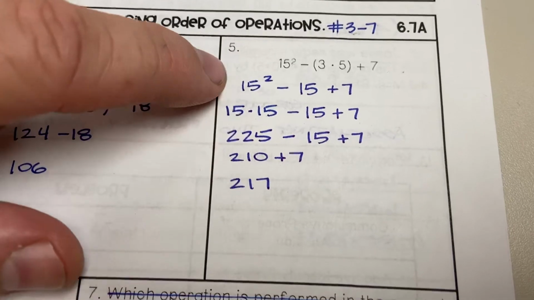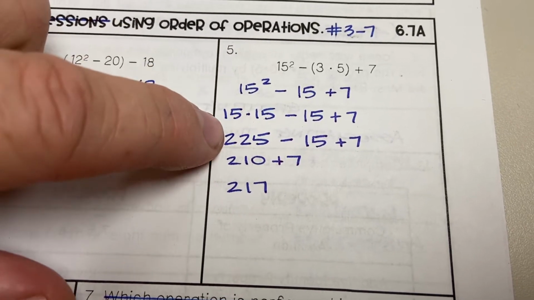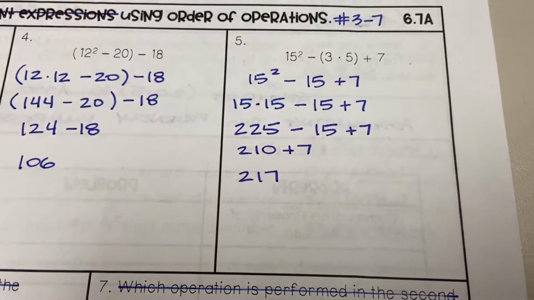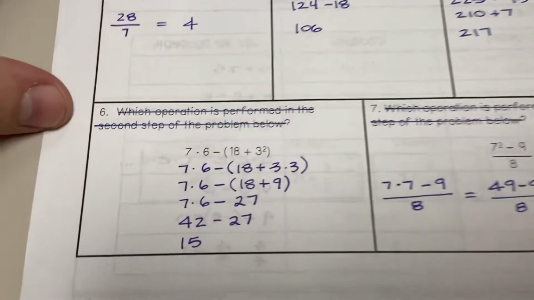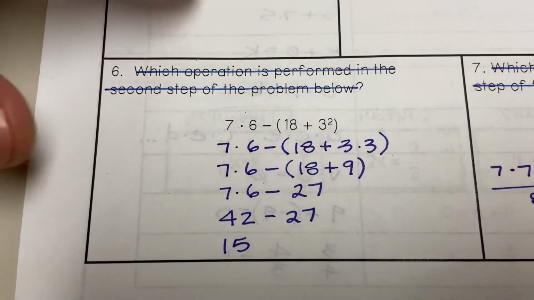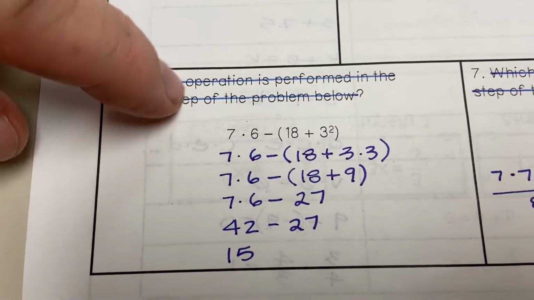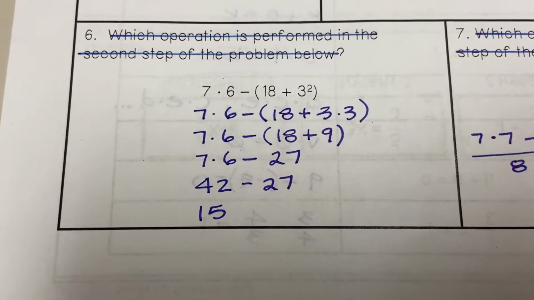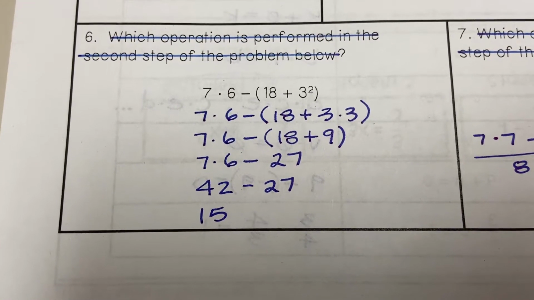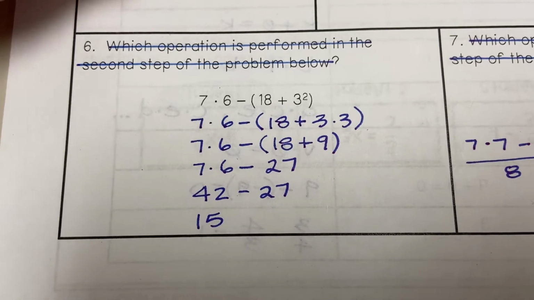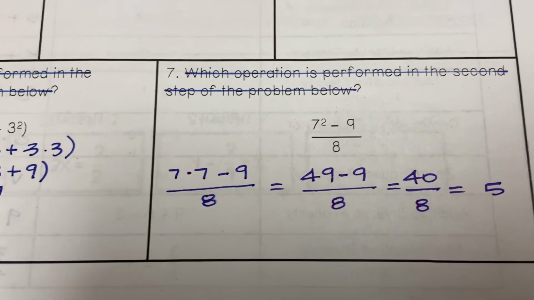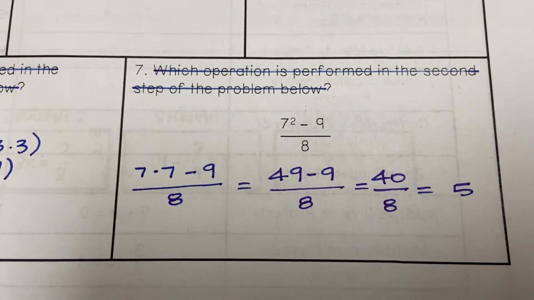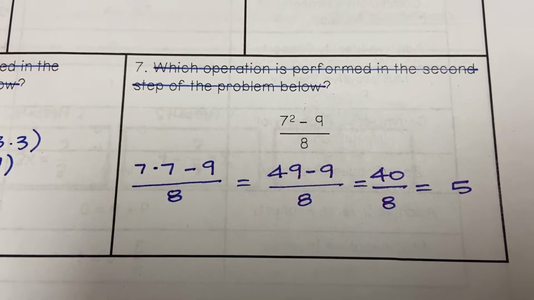If you follow each one of these as I go down, you can see I'm only doing one step at a time to get to my final answer. There's 6 also. I don't want to use those directions. I just want you to solve using the order of operations one step at a time. Same thing with number 7. Solve using one step at a time.